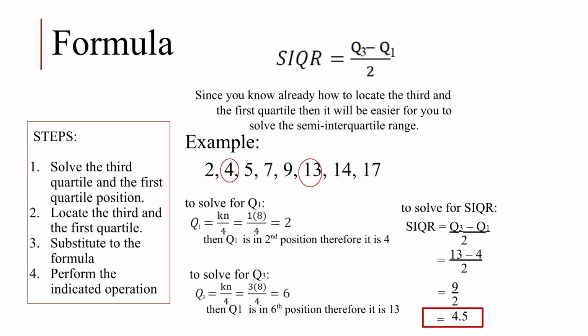Therefore, just use the formula as SIQR is equal to Q sub 3 minus Q sub 1 divided by 2, which is 13 minus 4 divided by 2. And after dividing 9 divided by 2, that would give you 4.5. Therefore, the SIQR of the given set of data is 4.5.